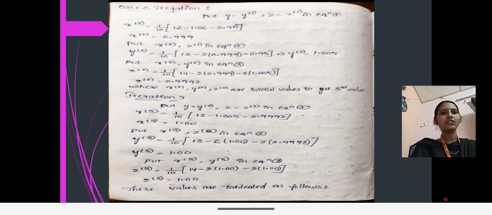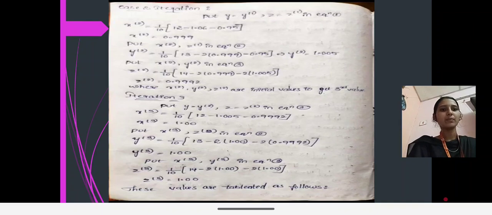Now we start the iteration 3. Let us substitute the y power 2 and z power 2 in equation 1. Then we get the x power 3 value 1.00. Next substitute the x power 3, z power 2 in equation 2. We get the y value 1.00. Next substitute the x power 3, y power 3 in equation 3. z power 3 equals 1.00.